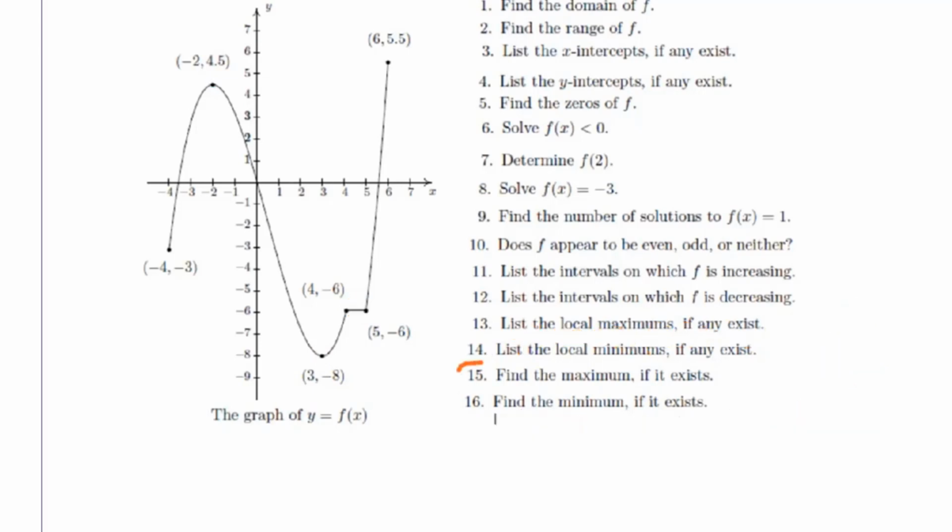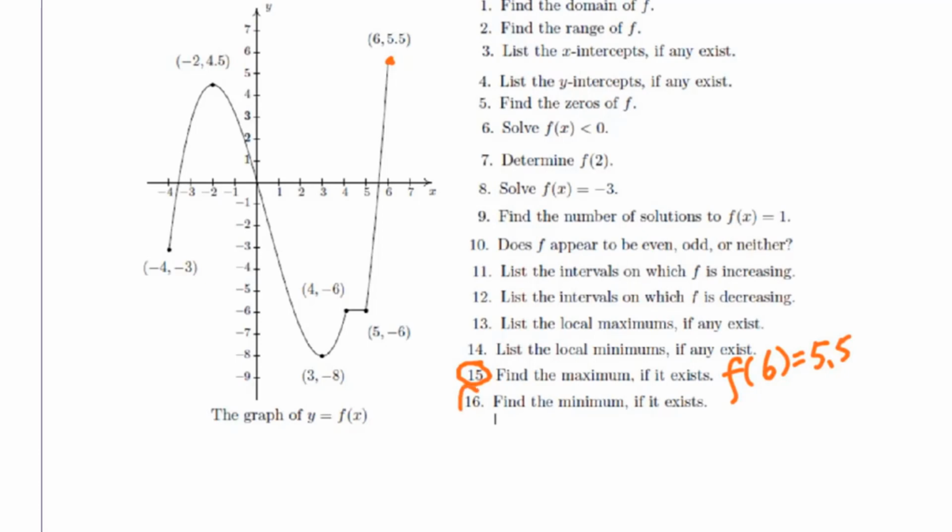For number 15, find the maximum. That means the absolute maximum. You need to find the very top point of the graph. We do have 6, 5.5. So we write down f of 6 equals 5.5.